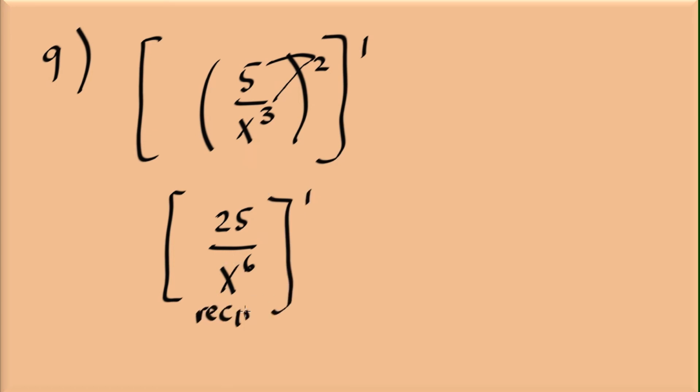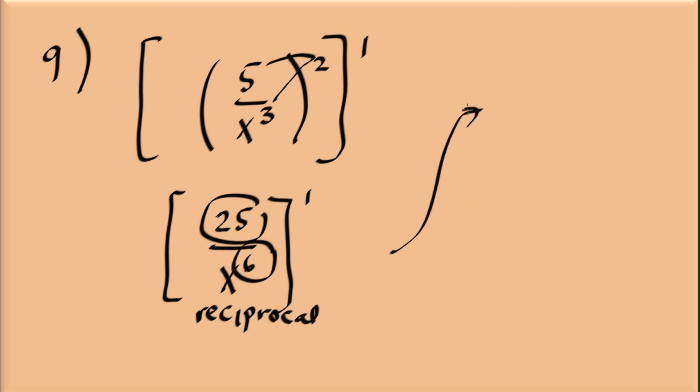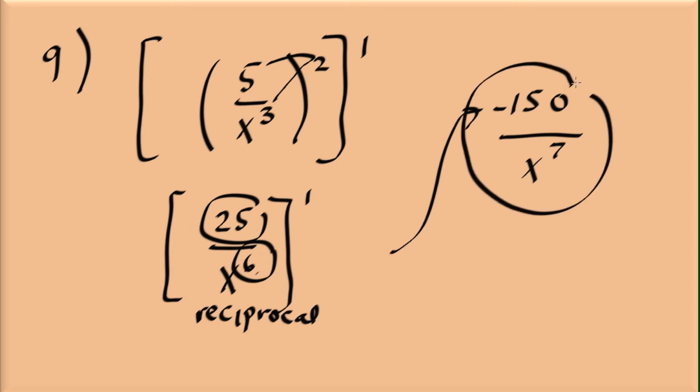Again, recognize that this is a reciprocal, and we have a shortcut for that. So multiply 25 times 6. 25 times 6, I believe, is going to be 150. And then we switch the sign, since it's the derivative of a reciprocal, over x to the what? To the 7, because it's 6, and then you add 1. And that's it.